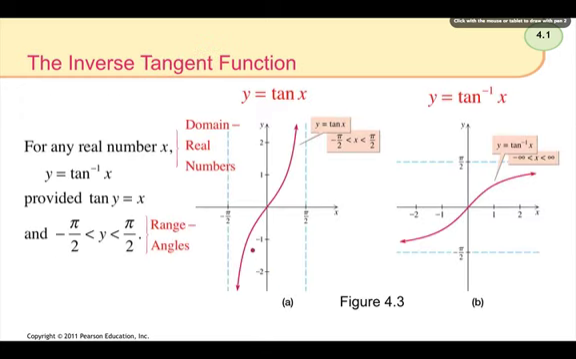This is actually the graph of inverse tangent. So this is your original tangent of x, and inverse tangent is right here once you do the reflection about the line y equals x. This is what you get. And notice that now the domain is actually all real numbers, and the range is now angles that fall between negative pi over 2 to positive pi over 2.